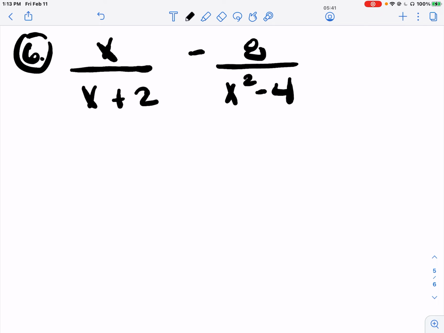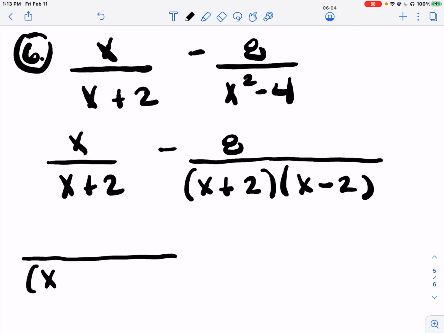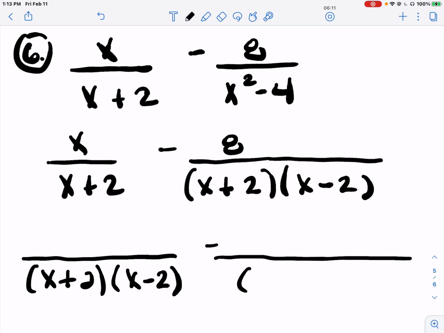Okay, subtracting, we have to have a common denominator, but we need to factor that x squared minus 4 on the right, which is x plus 2 and x minus 2. Okay, the common denominator is not what they have in common. The common denominator is what they can both become by either multiplying or leaving it alone.